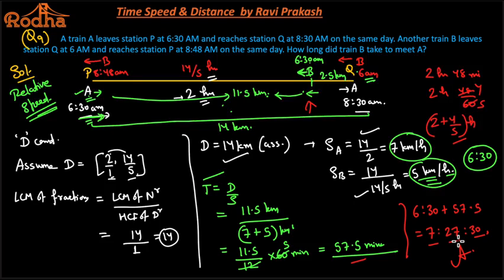So you will see, in these questions with 6:30 and 8:30, you will always get questions where only time is given, and speed and distance are not given. So the best way to solve this kind of question is to assume some distance that is a multiple, so that the speeds are integers, and then we can easily operate from there. Okay.